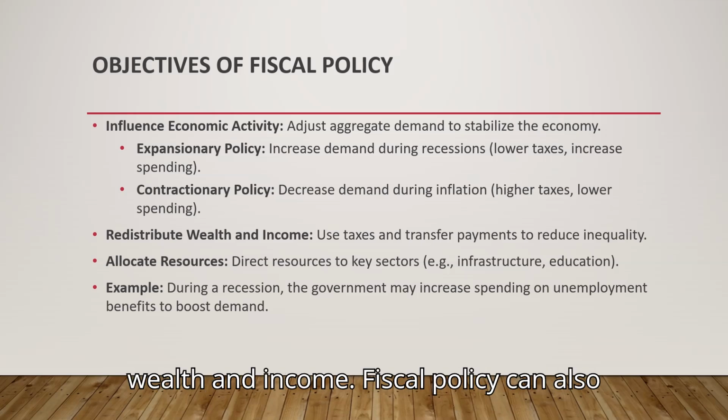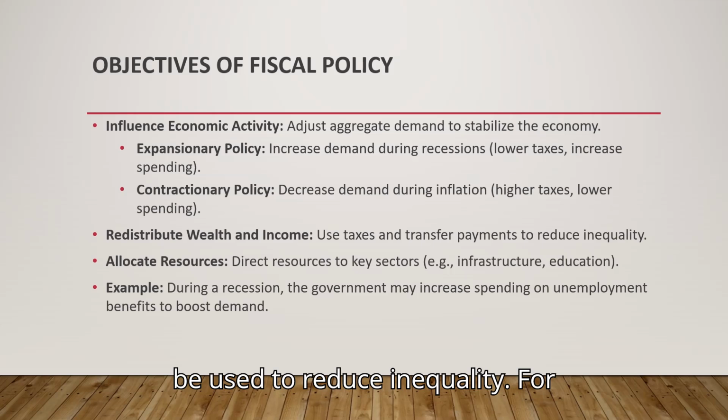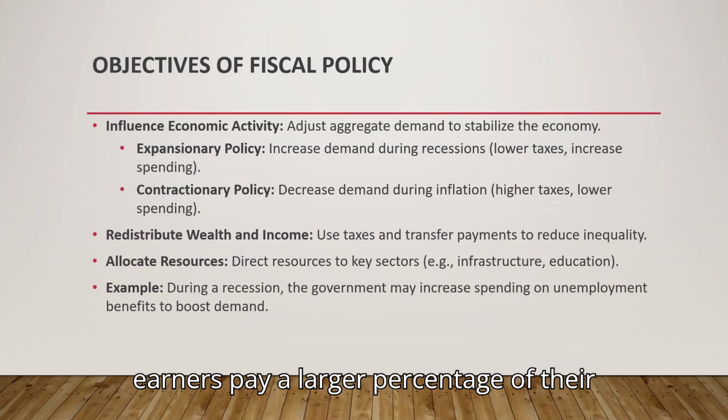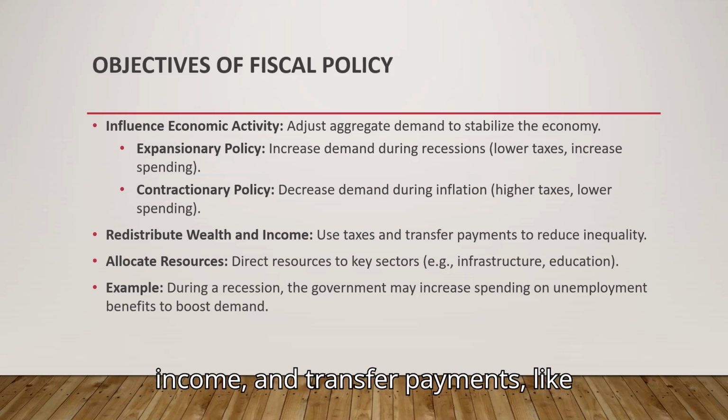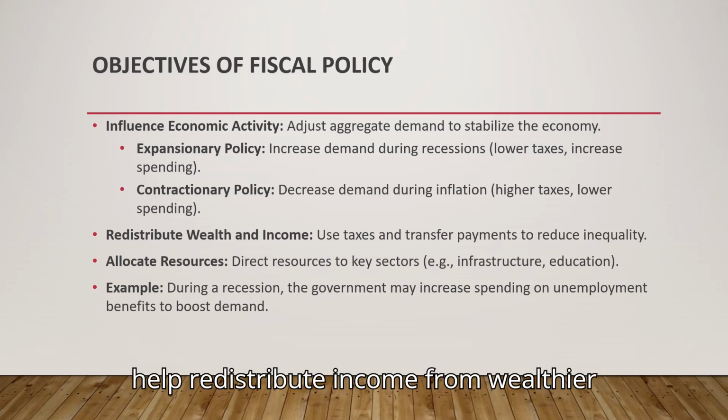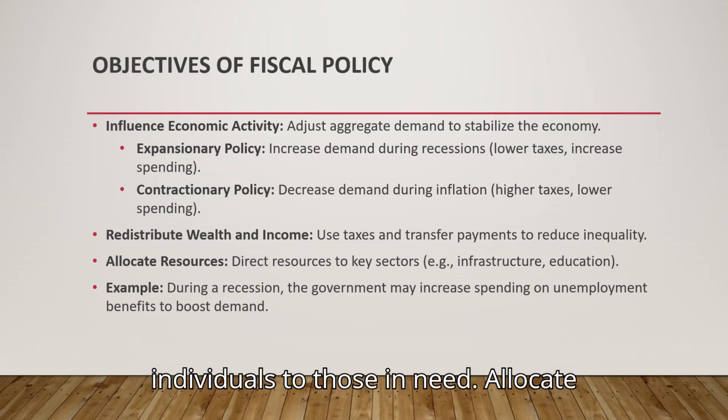Redistribute wealth and income. Fiscal policy can also be used to reduce inequality. For example, progressive taxes, where higher earners pay a larger percentage of their income, and transfer payments, like unemployment benefits or Social Security, help redistribute income from wealthier individuals to those in need.